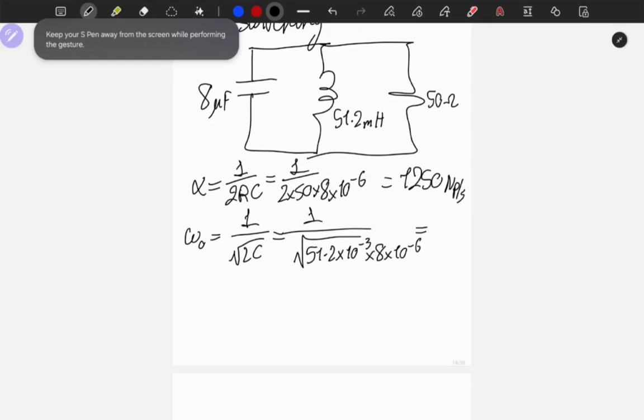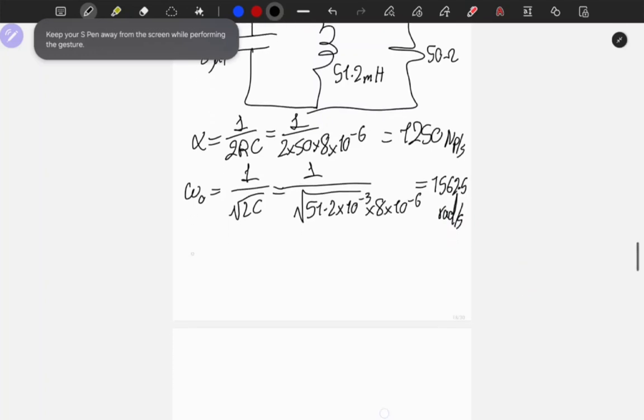All of this is equal to, so if we do the calculations, 51.2 times 10 to the minus 3 times 8 times 10 to the minus 6, we get 1562.5 radian per second. So I do a simple comparison. I see alpha and omega 0, which is greater than which? Obviously, omega 0 is greater than alpha. So we have the oscillations are greater than the dampening effect.